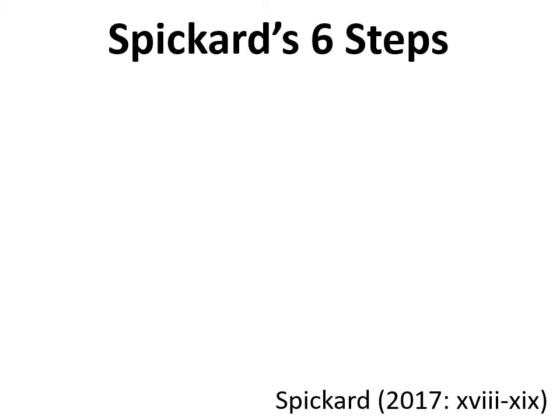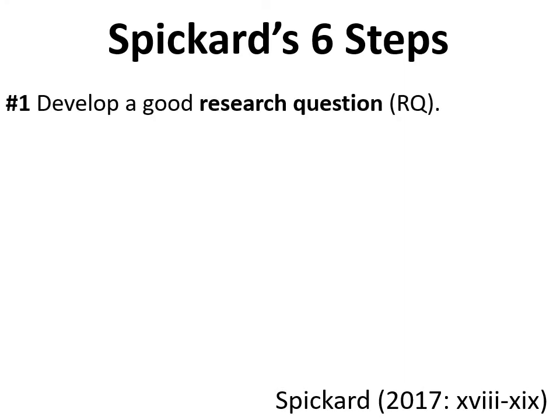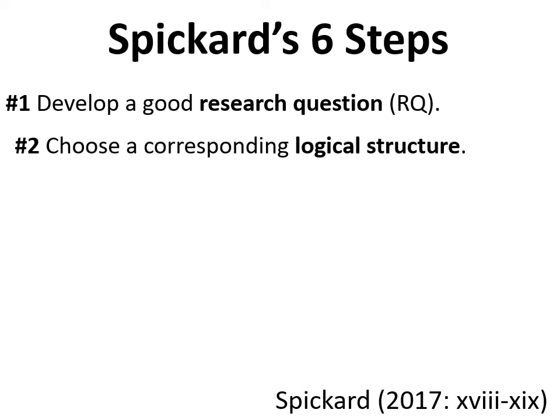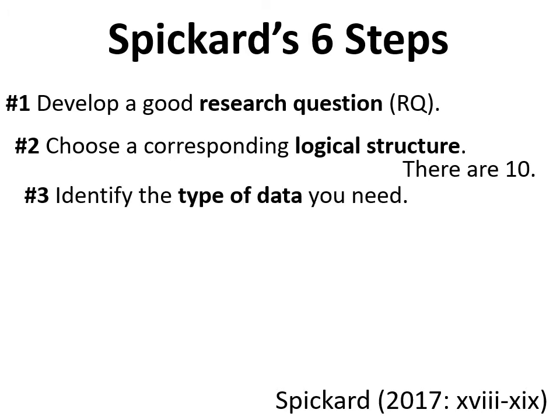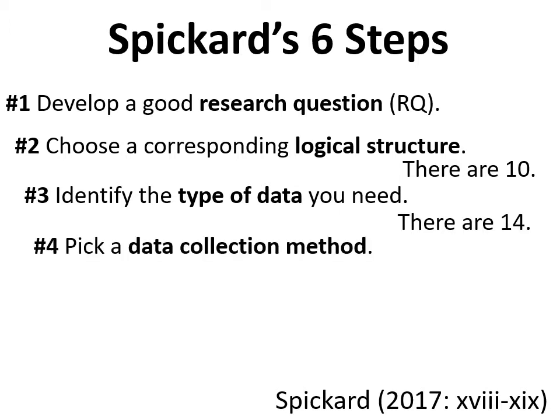Remembering that Spickard identifies 6 steps for answering your research question. Let's cover those. So the first is to develop a good research question. That is one that is focused and somewhat clear about what you are asking and even implies what kind of data you need to collect. Then we choose a corresponding logical structure. He identifies 10. We then identify the type of data you need to answer that research question. He identifies 14. We then pick a data collection method. That's what we did in the last lectures. We discussed those. There were 12.